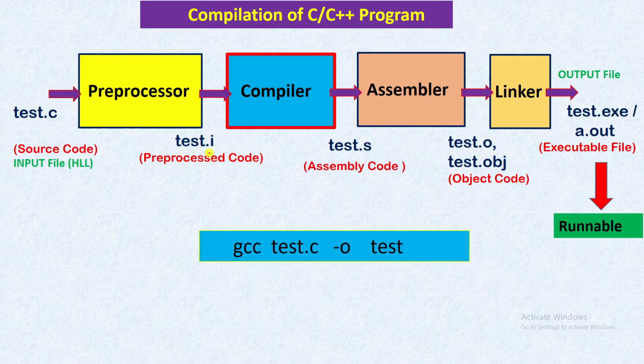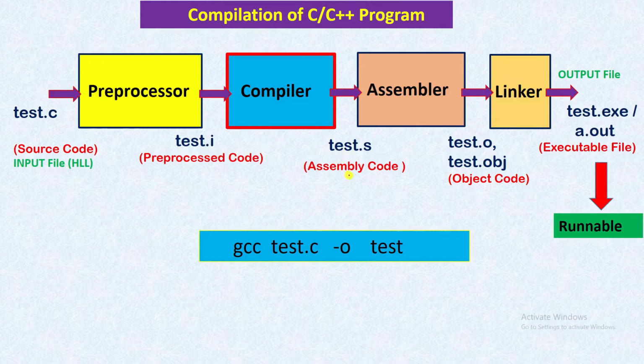After this is done, the compiler comes, takes this test.i file, and converts it into assembly code, that is the test.s file. This test.i file is also high level language code only. There is no machine language code inside test.i. It is high level language code, but there is some difference from the source code file, which we'll see. So the compiler converts this preprocessed code into assembly code.